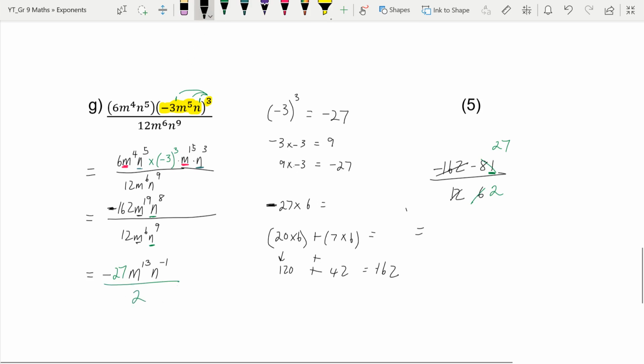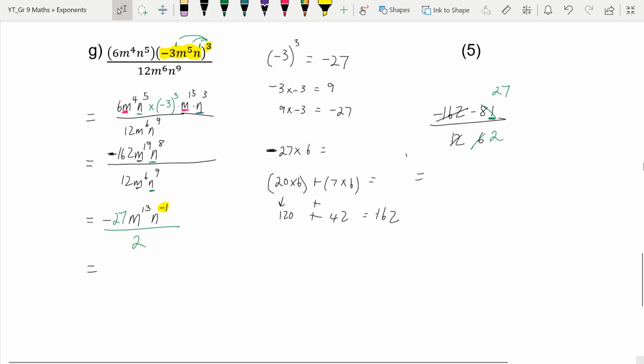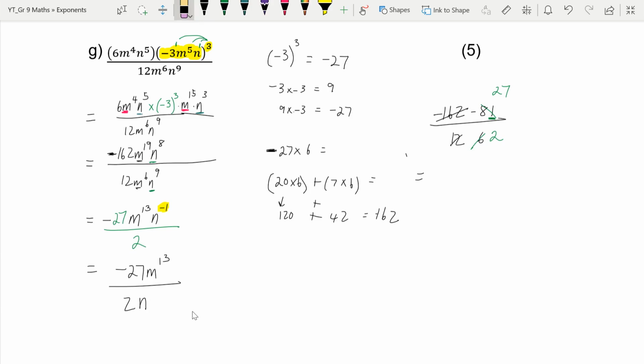We're almost done. There's just one more thing that we need to do. We just need to make sure that that exponent is positive. And how are we going to make that happen? That one stays where it is. It's got a positive exponent. So to make that exponent positive, we just move it down and write it in the denominator. And we don't have to write that one even. And there is our final answer.